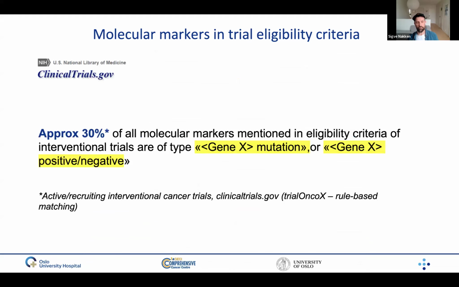What we find most intriguing is that approximately 1 out of 3 molecular markers mentioned in these clinical trials are of the type gene mutation or gene positive/negative. This of course makes it quite difficult, when you have a patient with a set of aberrations, to understand whether your patient will fit the eligibility criteria for a given trial. It could be that whether a gene is positive or negative, there is some implicit information in that notation.